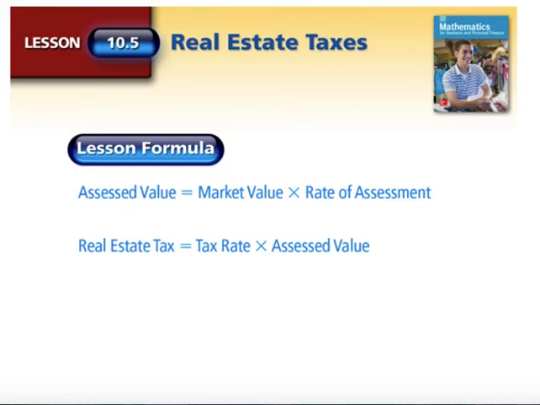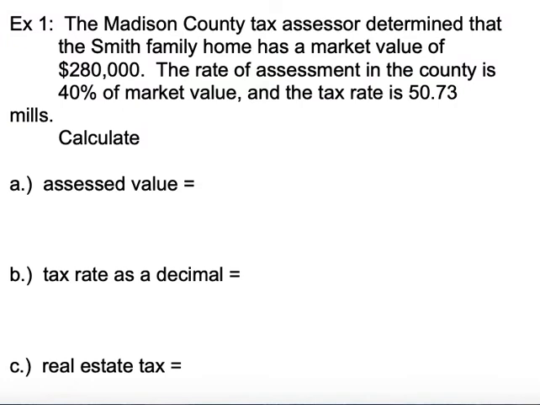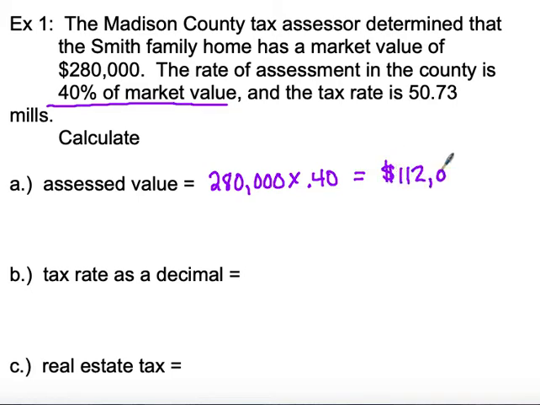just the assessed value. All right, so let's look at our first example that we're going to walk through together. The Madison County tax assessor determined the Smith family home has a market value of $280,000. The rate of assessment in the county is 40% of market value, and the tax rate is 50.73 mills. Calculate the assessed value. For the assessed value, we're going to start with that $280,000, that market value, and multiply it by 40%. That's what the tax assessor set the rate at. When we do that calculation, the assessed value is $112,000. So what the difference is between these two numbers is, this is what you purchase the home for, or what the home sells for, but this is the amount that is taxable, only $112,000.